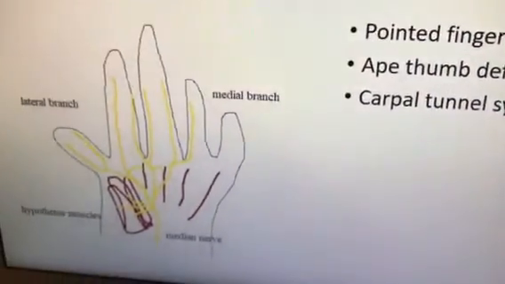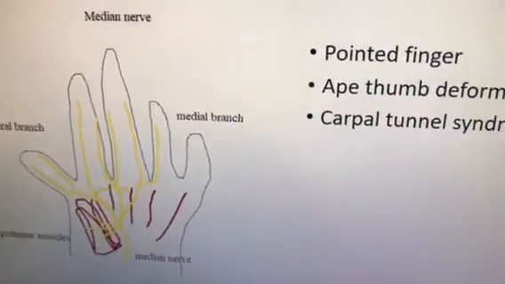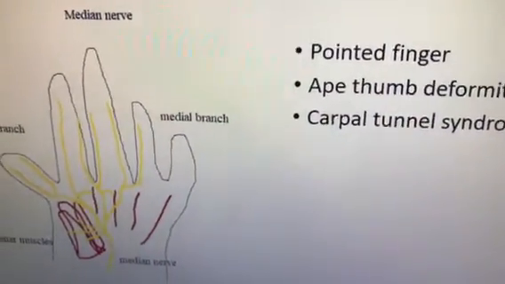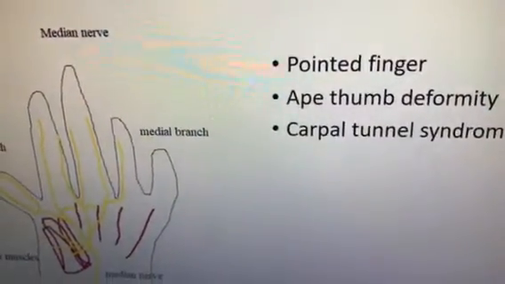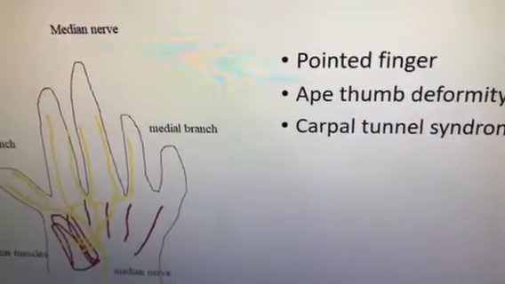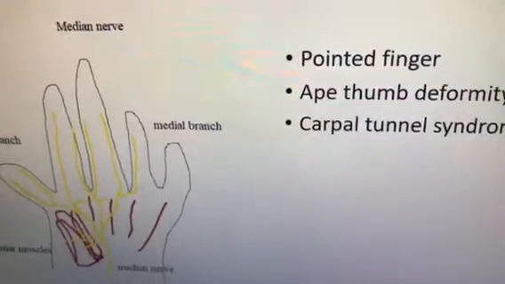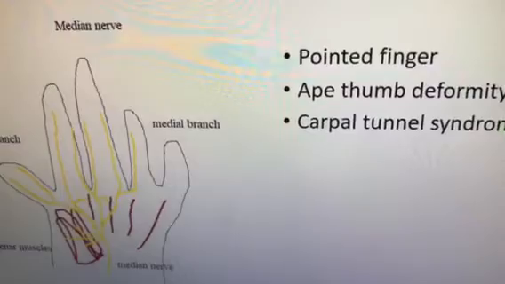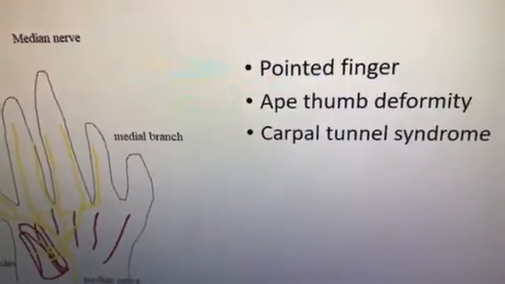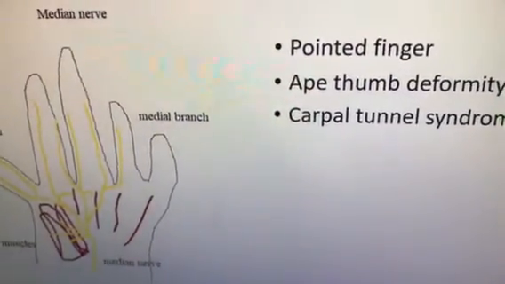The median nerve mainly supplies the flexor compartment of the forearm, the thenar muscles and the first two lumbricals. So pointed index means they are not able to flex because the flexors are paralyzed. The index finger will not be able to flex, so it is called pointed index. Second, ape thumb deformity is the loss of opposition.